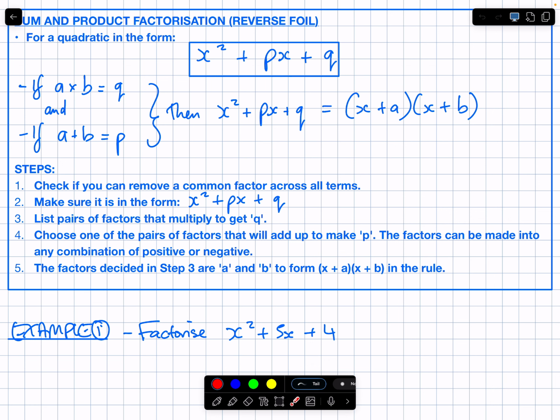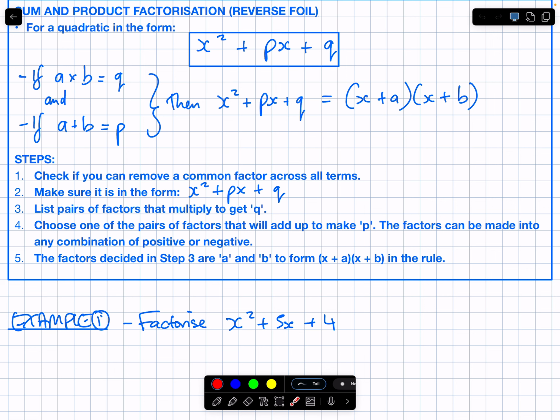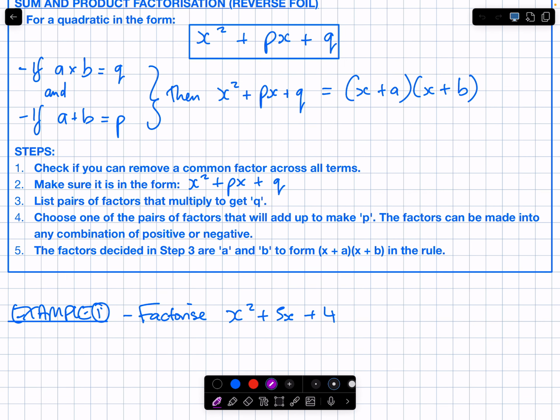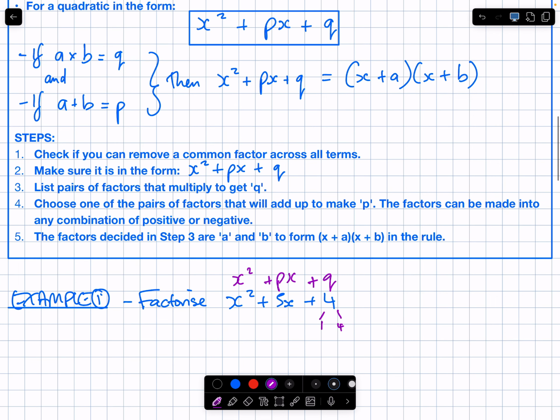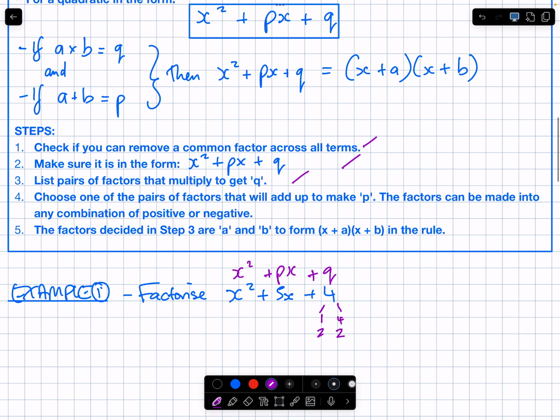So that you're less worried, let us do those steps very slowly here. I'm going to write that down, x squared plus px plus q. What number is q right now? 4. Step 3. List pairs of factors to get Q. What can I times together to get 4? 1 and 4 and 2 and 2. Step 4. Choose a pair of the factors that add up to make P. Are 2 and 2 going to add up to make 5 then? Is 1 and 4 going to? Yes. So 1 and 4, A is 1, B is 4.